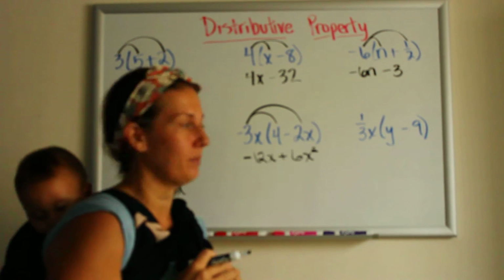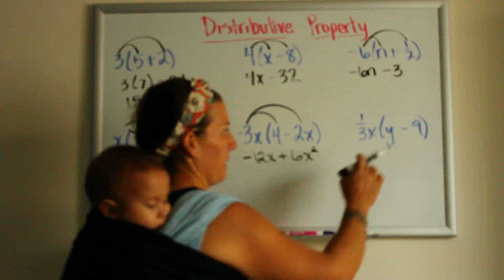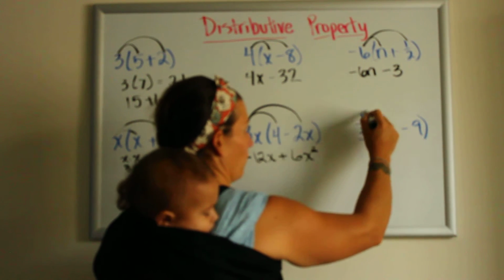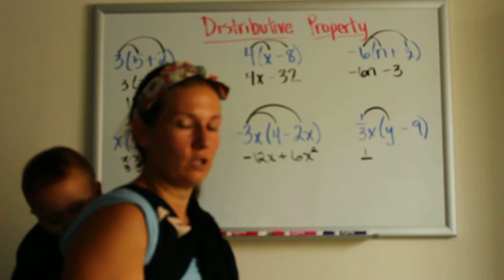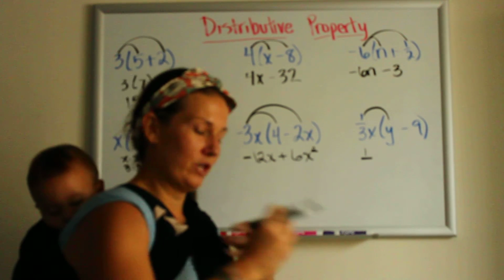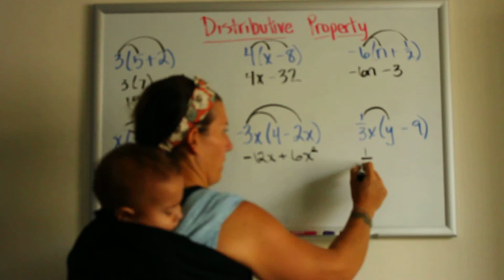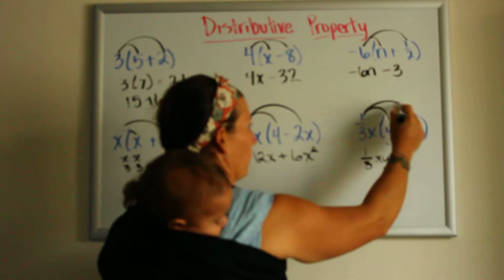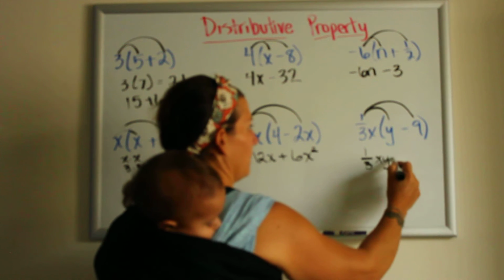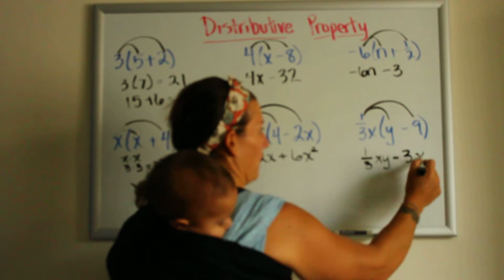Okay, last example. We're going to multiply 1/3 x by the quantity of y minus 9. So 1/3 x times y. If we don't have any like terms, we can multiply them together. We just jam them all together. So we're going to just write 1/3 and then xy. And then 1/3 x times negative 9 is going to be negative 3x.